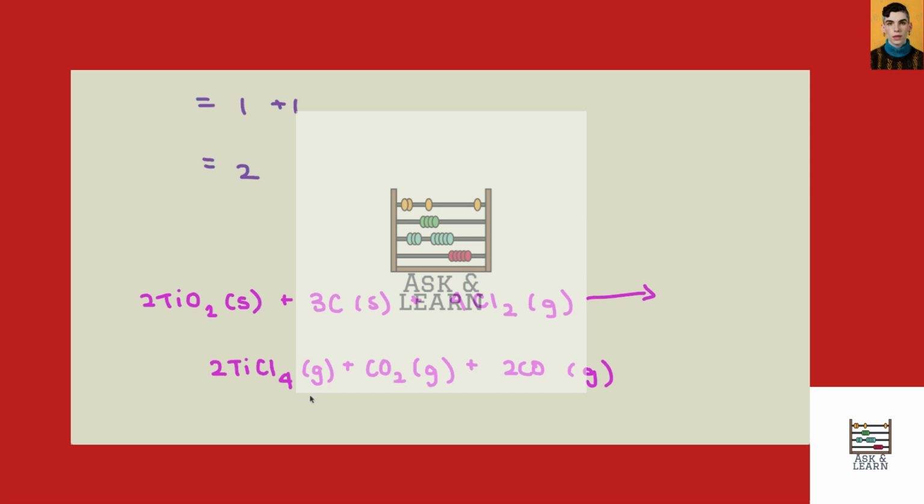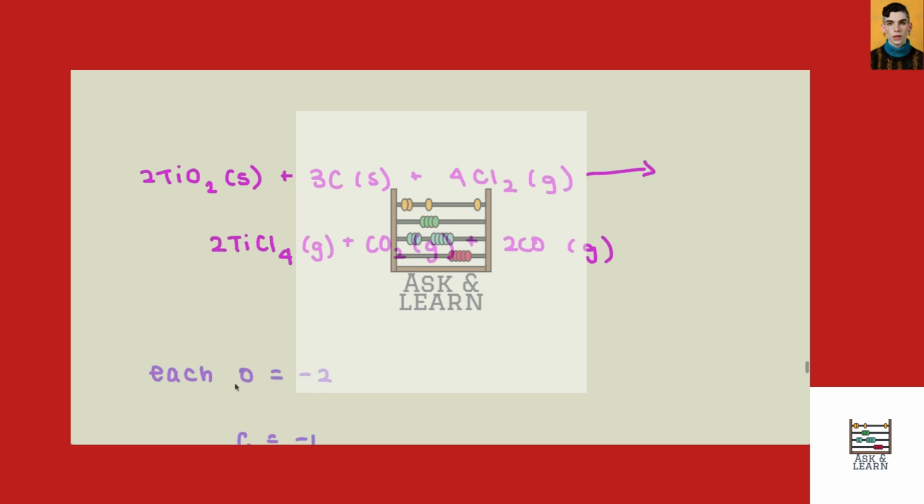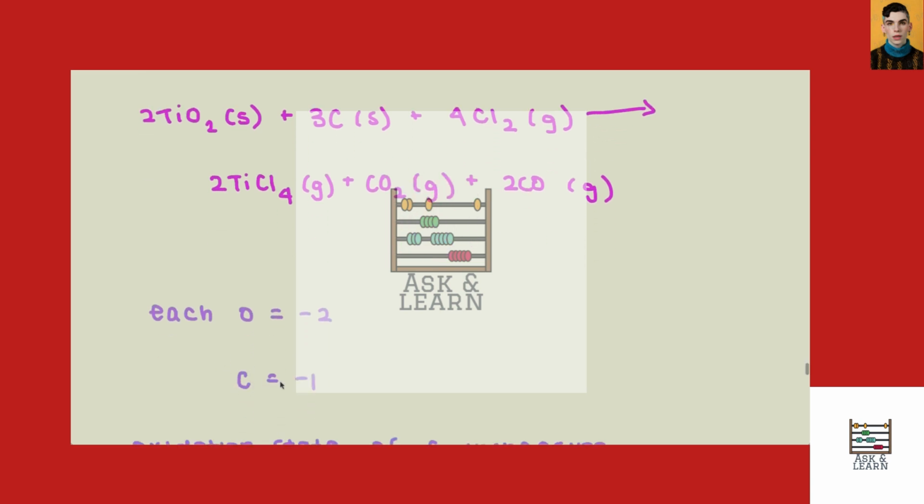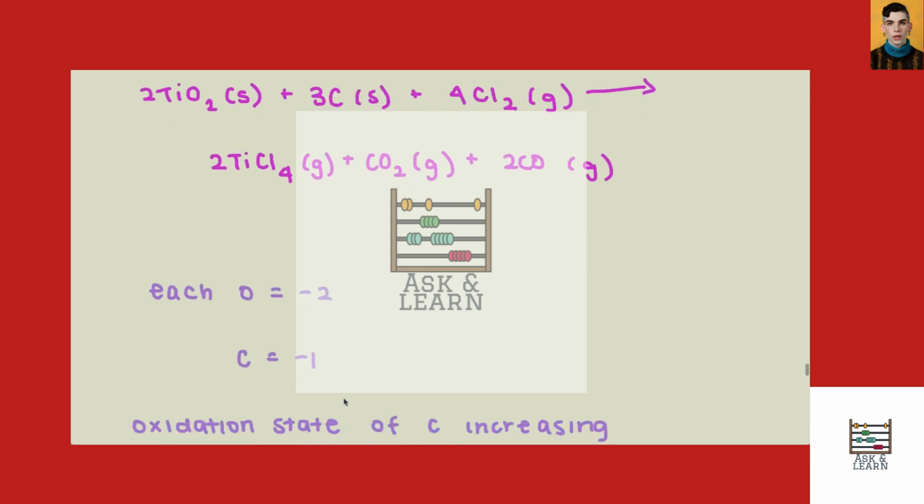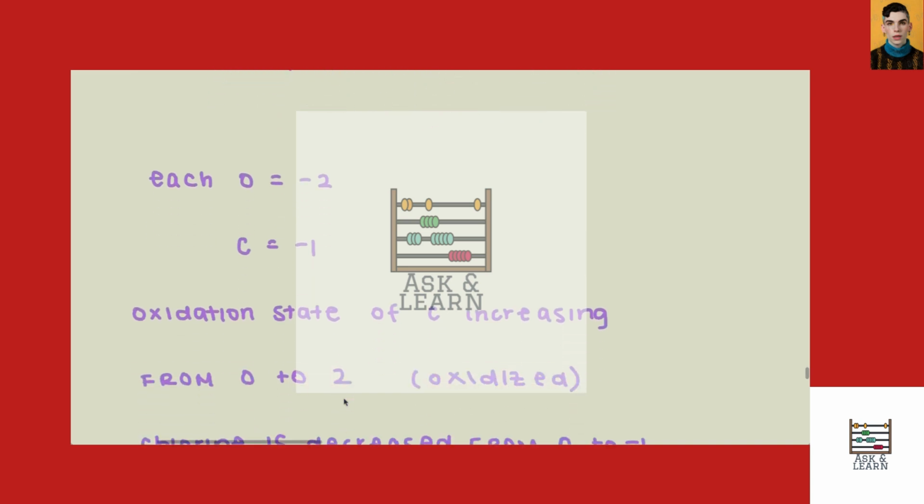Now what we need to do is analyze the oxidation states of each of these atoms on the reactant and the product side. We know that every single oxygen atom has a -2 charge, and we know that the carbon is 0 as an element. Now when we compare these oxidation states, what we see is that the oxidation state of carbon increases from 0 in the reactants to 2 in the products, which means, because of this increasing oxidation state, carbon is oxidized.